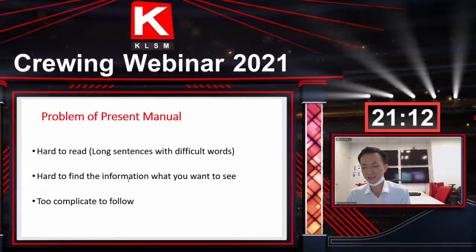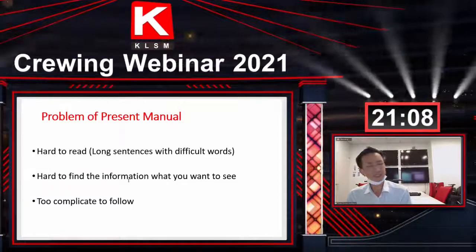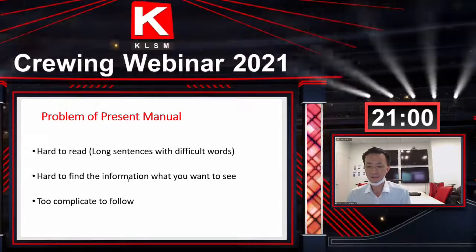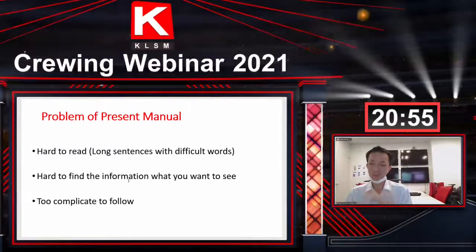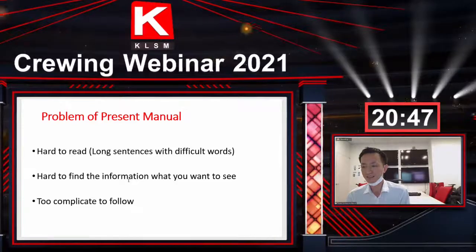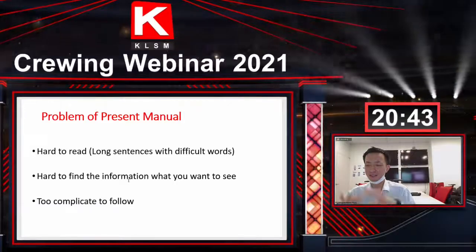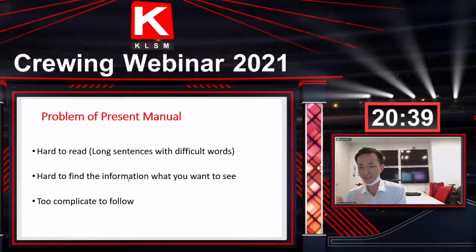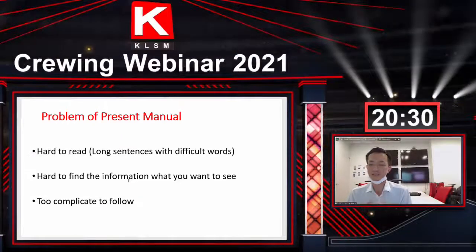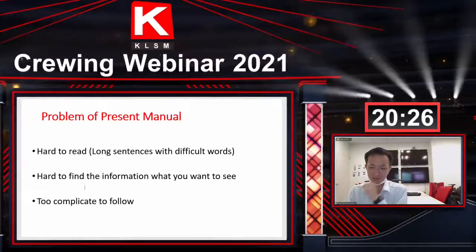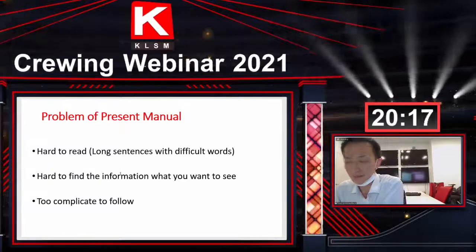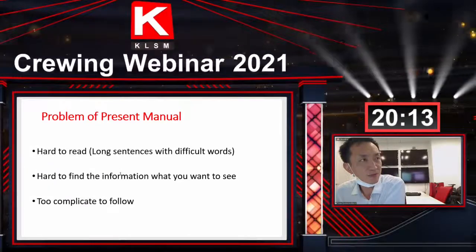The third one is that it is too complicated to follow. The present SMS manual was established in 2007. Since then, for more than 15 years, we have kept updating it as we received observations from SIRE inspections or TMSA office audits. In the end, our SMS manual has become quite big, and structure-wise it is not easy to follow. Unfortunately, it has become a complicated manual. So these three points are what we need to focus on and fix. That is the reason we started this project, the simplified SMS manual.